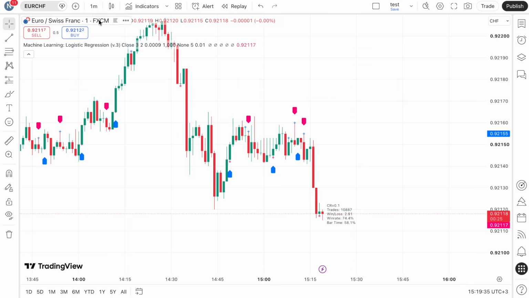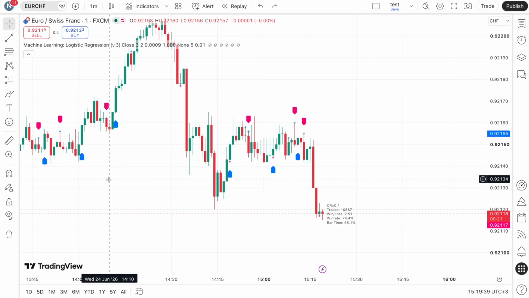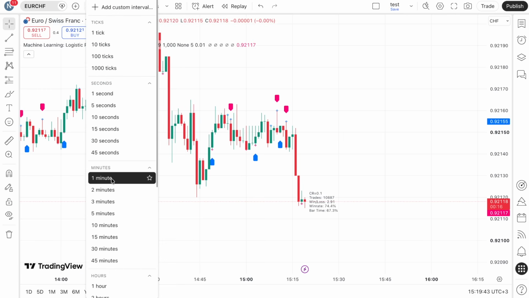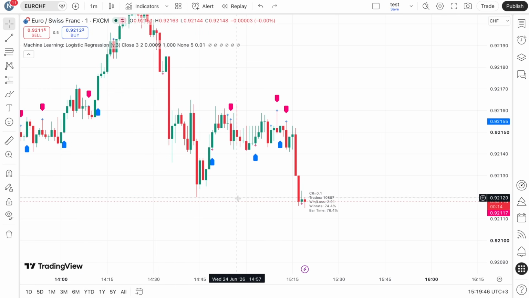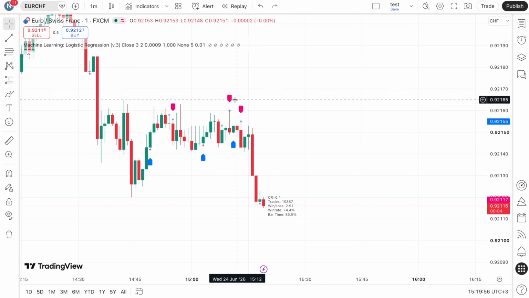Regarding the chart settings, I'm setting a 1-minute candle time frame because I want to receive signals for 1 minute. Depending on which time frame I choose here, that's the duration for which I'll get signals. Since I'm opening 1-minute trades with the broker, I specifically need 1-minute signals here. After adding the indicator, I got statistics on the indicator and signals on the chart.